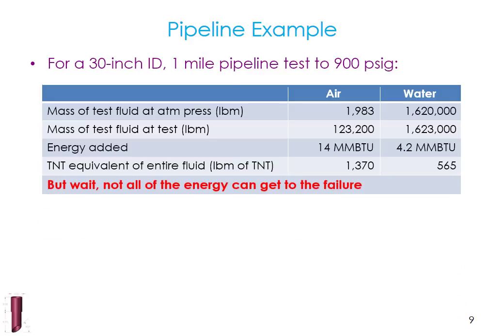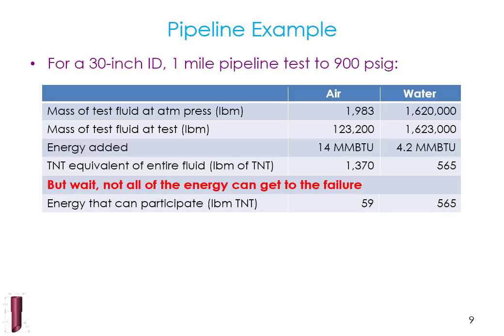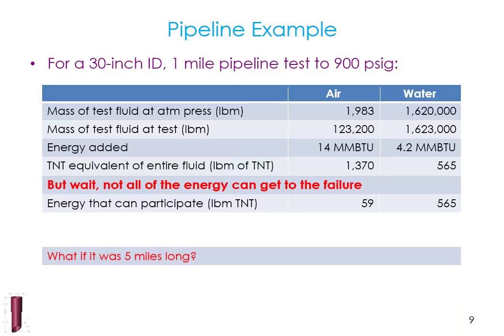But wait, not all the energy can get to the failure. Only the amount that's within 50 feet of the failure. So the energy that can participate in an explosive decompression is 59 pounds of TNT for the air and 565 pounds for the water, which didn't change.